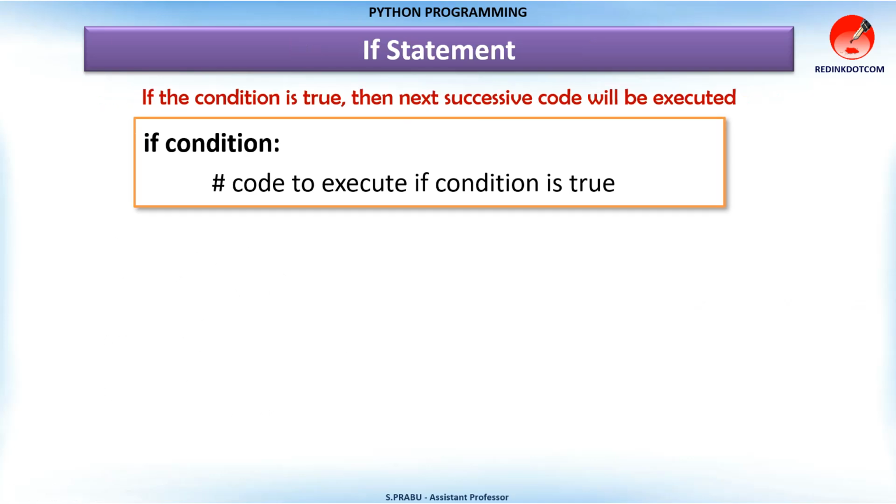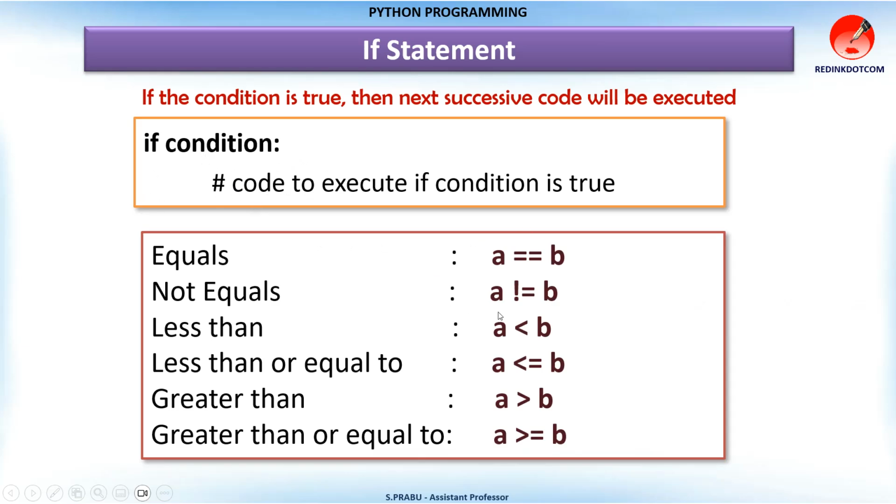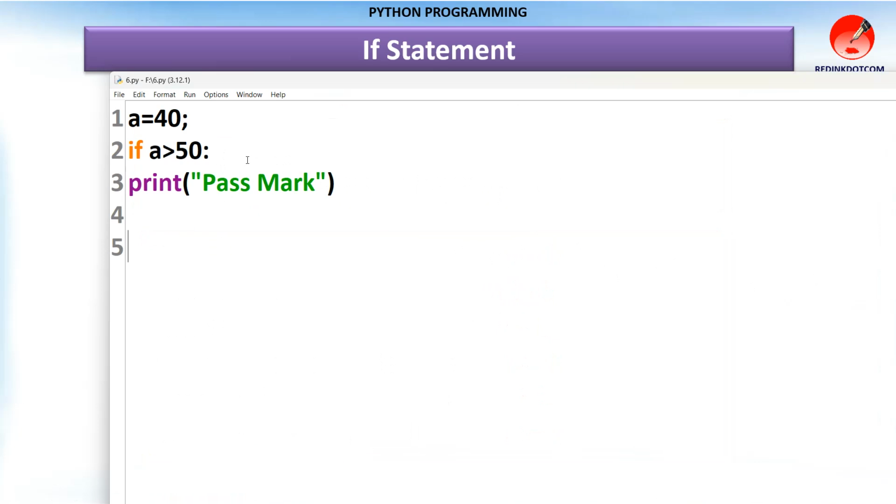In a simple if condition, the code after the if statement is executed only if the condition is true. Otherwise, this code is not executed. We give a small space after the if statement, and only then is this block treated as the if block. These are some relational operators for making decisions. Let's try one program with a simple if statement. This program helps you understand the meaning of the simple if statement.